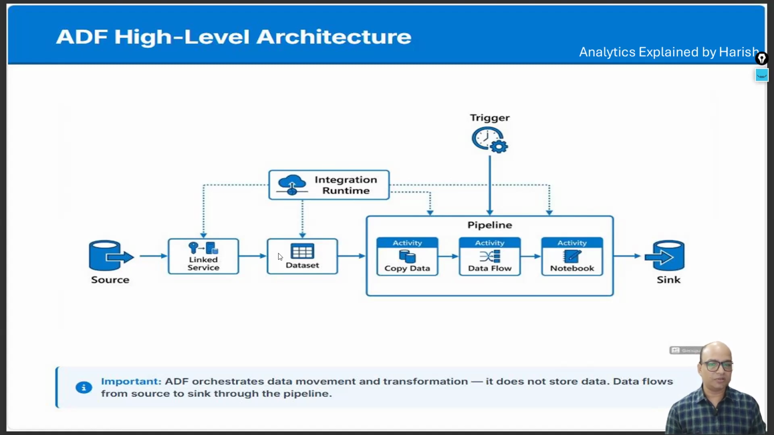It can be a storage account, and inside the storage account we have the container, then the folder, maybe the CSV. So data set tells ADF exactly which file, or which table, or which folder. Then we have the pipeline. The pipeline is a workflow with different activities like activity 1, activity 2, activity 3. Then it is connected to the sink. Sink is a destination, that can be your SQL Server database tables.